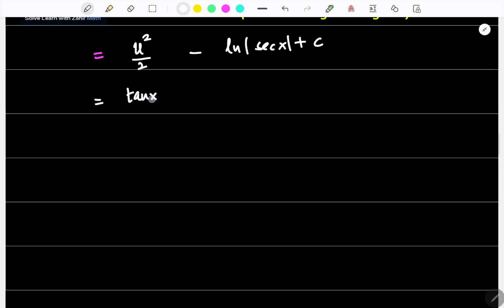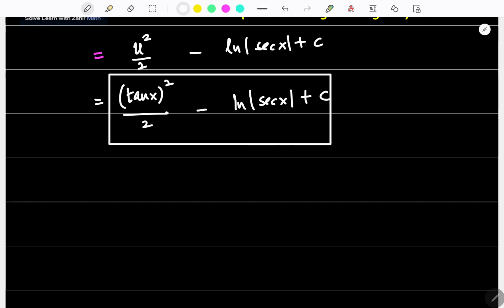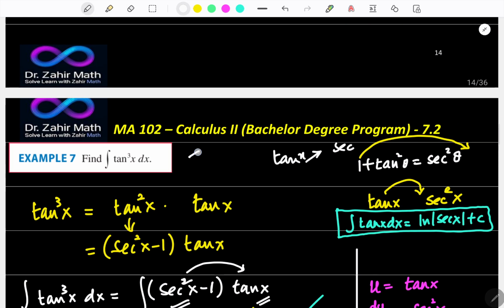So this is (tan x)² divided by 2 minus ln absolute value of secant x plus the integrating constant c. So this is going to become your answer. Clear? Right. So easy. Integral tan cube x dx. Usually the examiners concentrate on giving difficult questions. They will try to use this tan cube, secant cube x. Okay, all of you? Right.